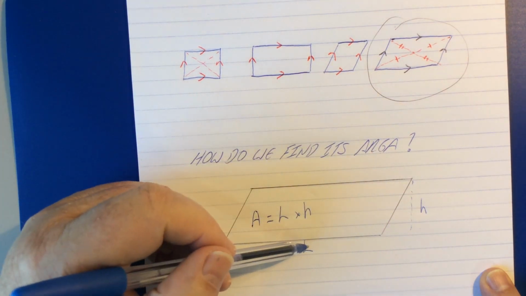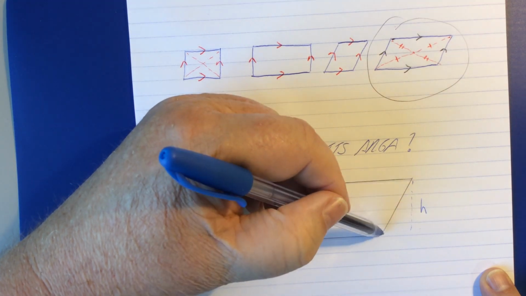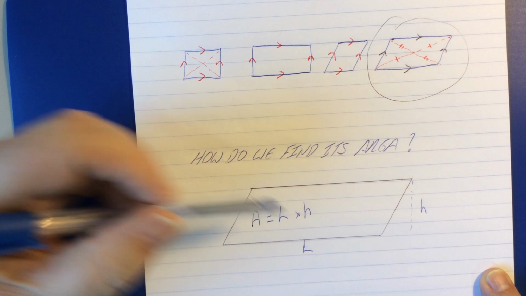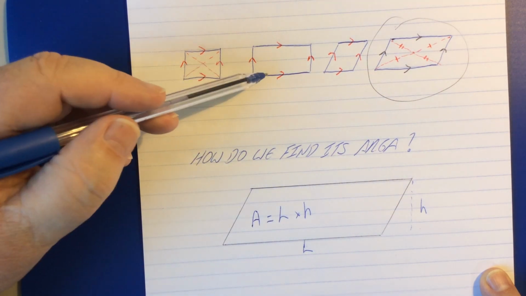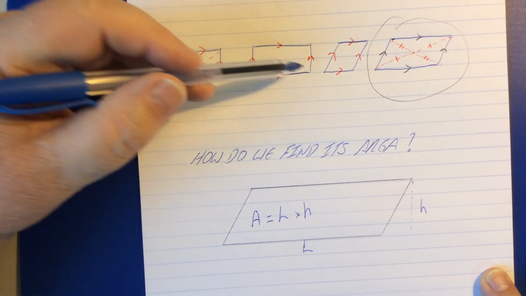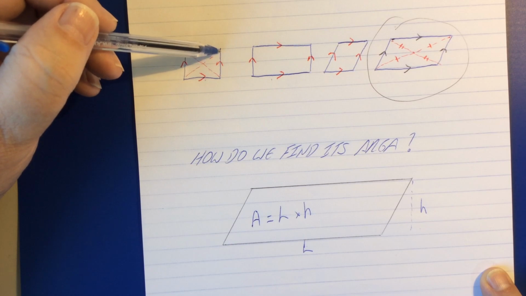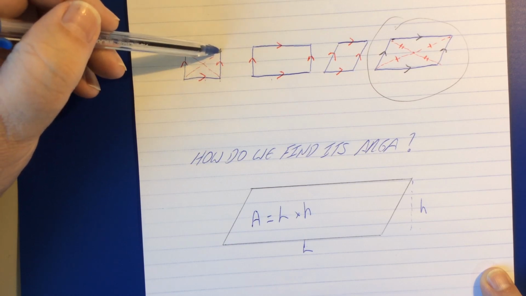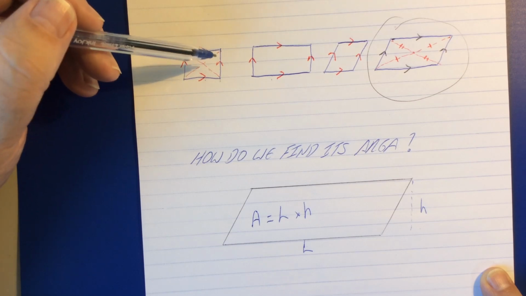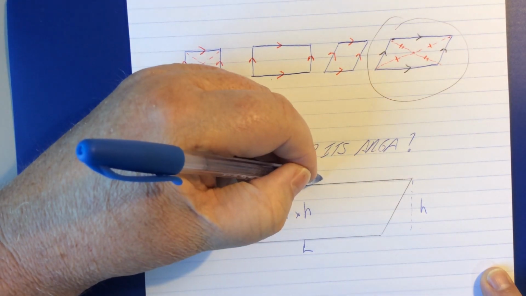It is not the length times this. That's really important. If we look back up at this shape and this shape, it is the length times this that finds the area of these two shapes. But that is because the line here is the same as the height. That's very important.